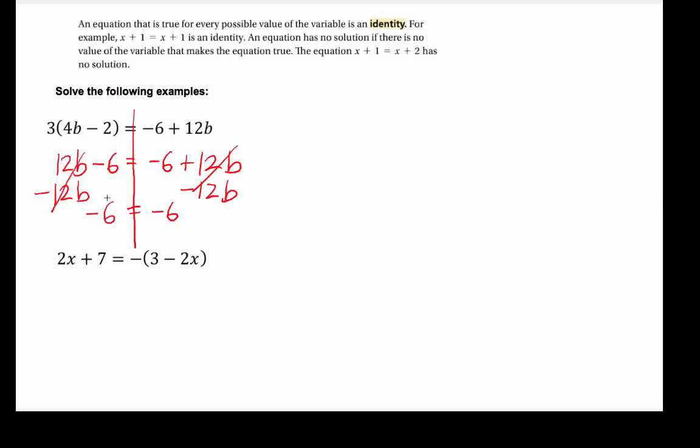Essentially I eliminate all the variables, leaving just some numbers, and the number on the left, negative 6, equals the number on the right, negative 6. That's a true statement. So really what that means is this is what we call an identity. This equation is an identity, meaning b can be anything.